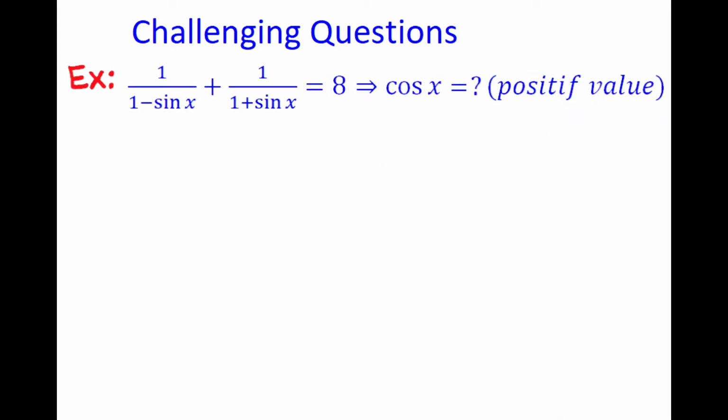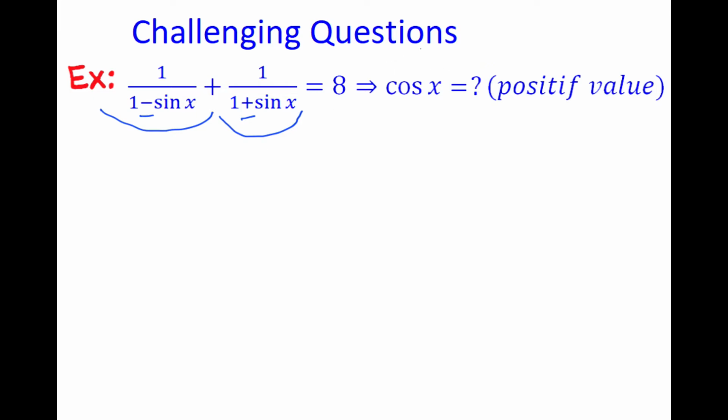And this is our next question. In this question, we have 1 divided by (1 − sin x) plus 1 divided by (1 + sin x). Here it was negative, and here we have positive. That's the only difference between those two terms. If you add those two terms and it is equal to 8, then what is the value of cos x? Here we are asked to find the positive value of cos x.